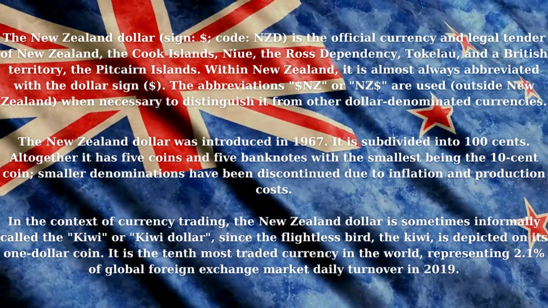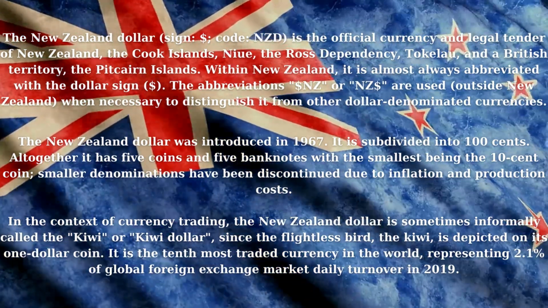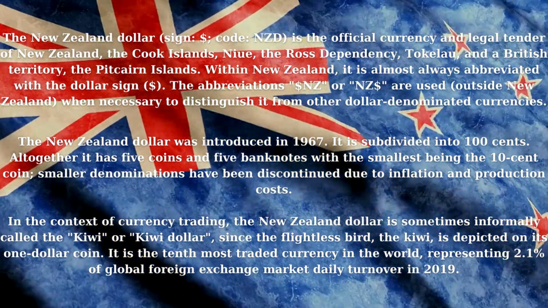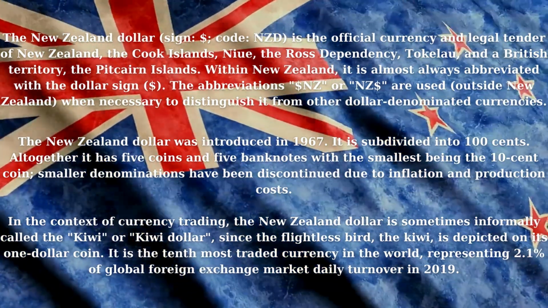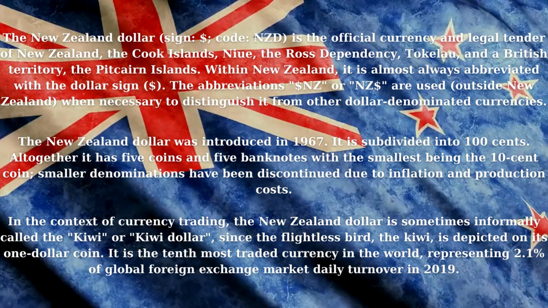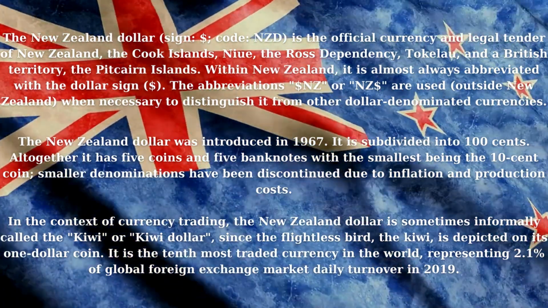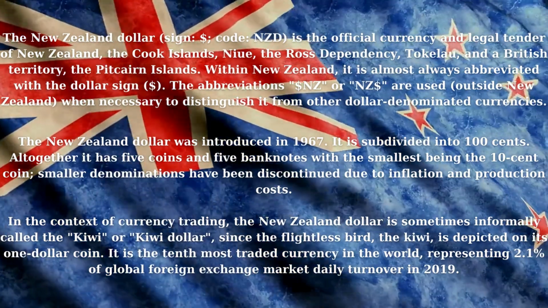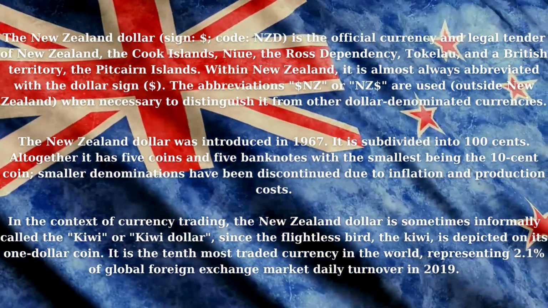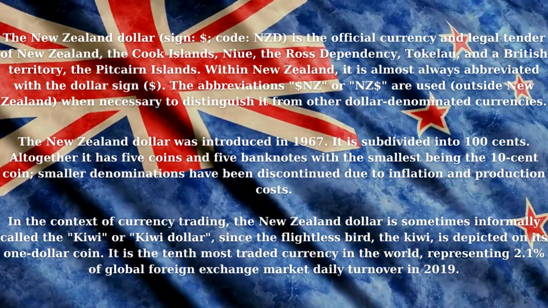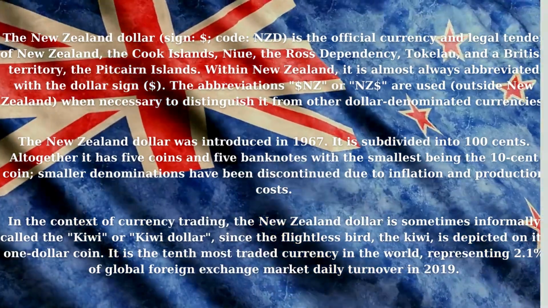Altogether, it has 5 coins and 5 banknotes, with the smallest being the 10-cent coin. Smaller denominations have been discontinued due to inflation and production costs in the context of currency trading. The New Zealand dollar is sometimes informally called the Kiwi or Kiwi dollar, since the flightless bird, the kiwi, is depicted on its $1 coin. It is the 10th most traded currency in the world, representing 2.1% of global foreign exchange market daily turnover in 2019.